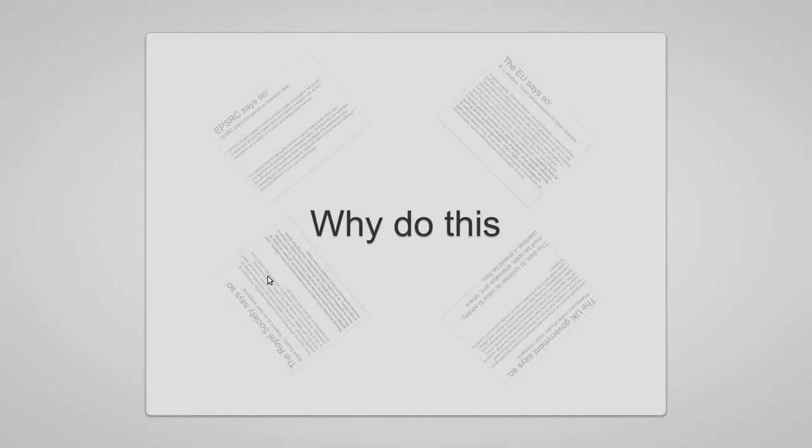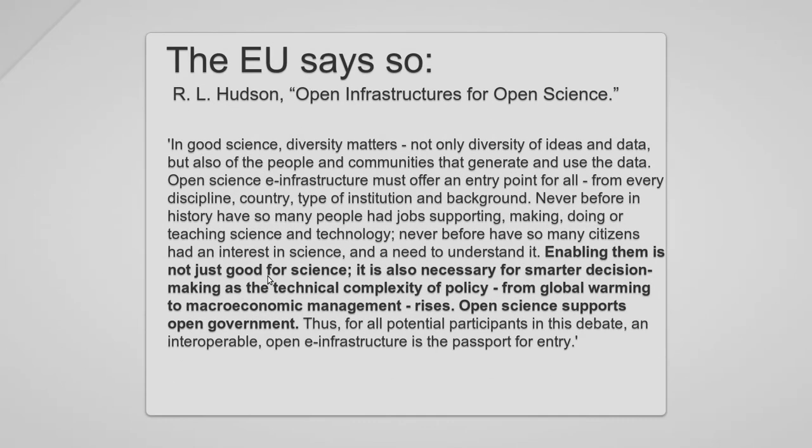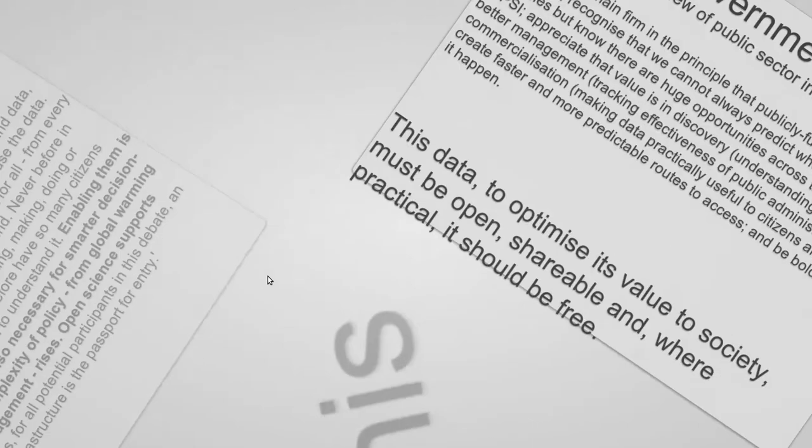Well, the landscape has changed since we got funded in 2009. We now have the EU saying that we should do this. It's part of Horizon 2020. Enabling them, that is citizens interested in science, is not just good for science, it's also necessary for smarter decision making as the technical complexity of policy, from global warming to macroeconomic management, rises. Open science supports open government.